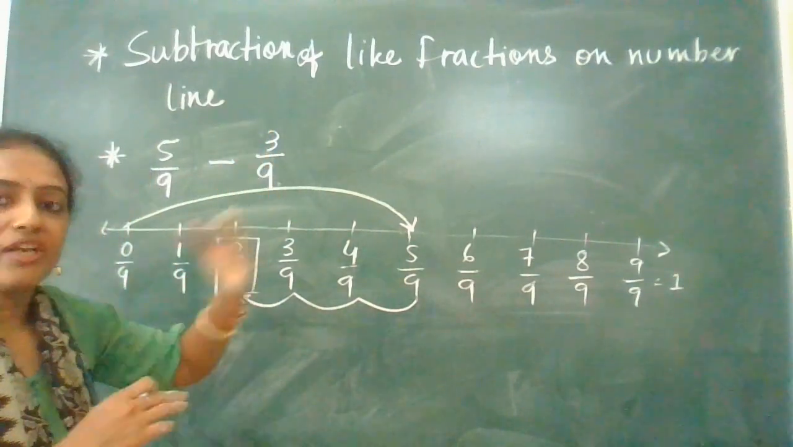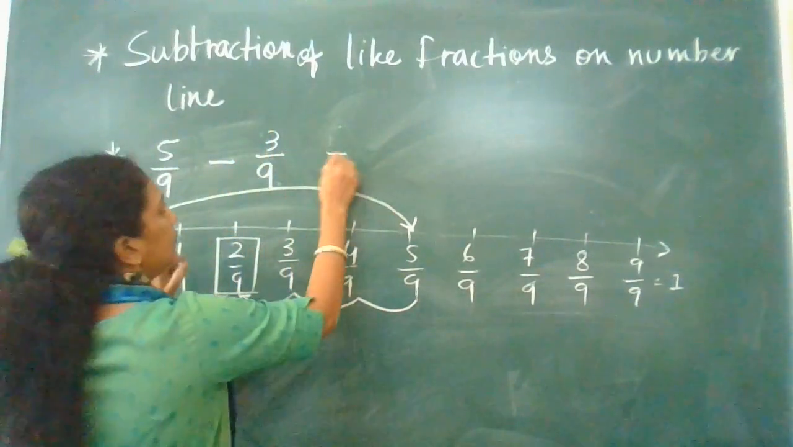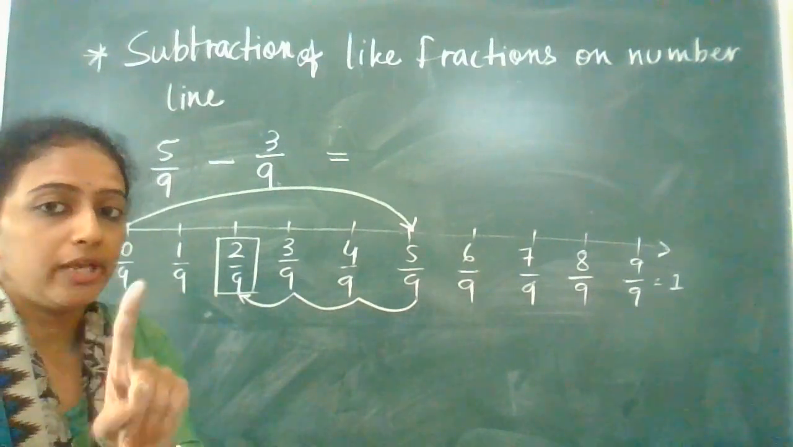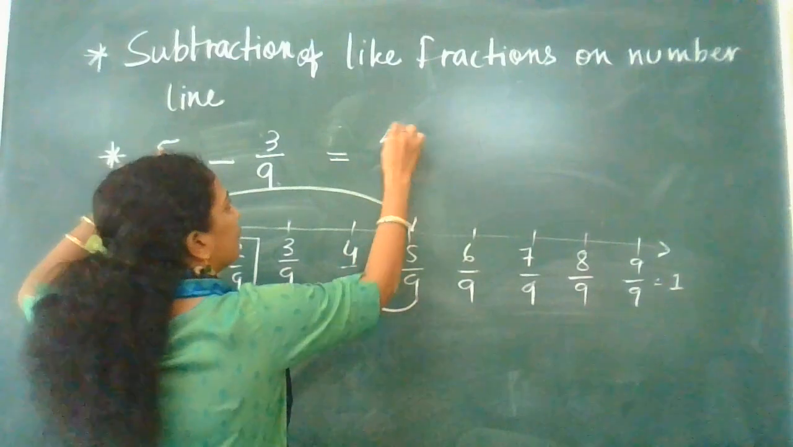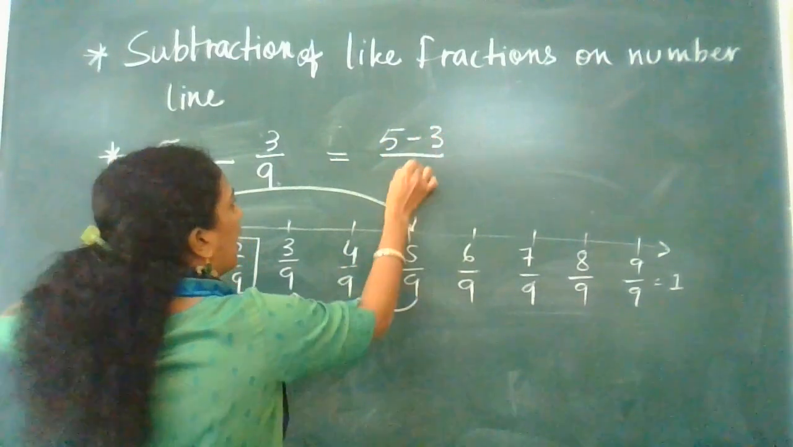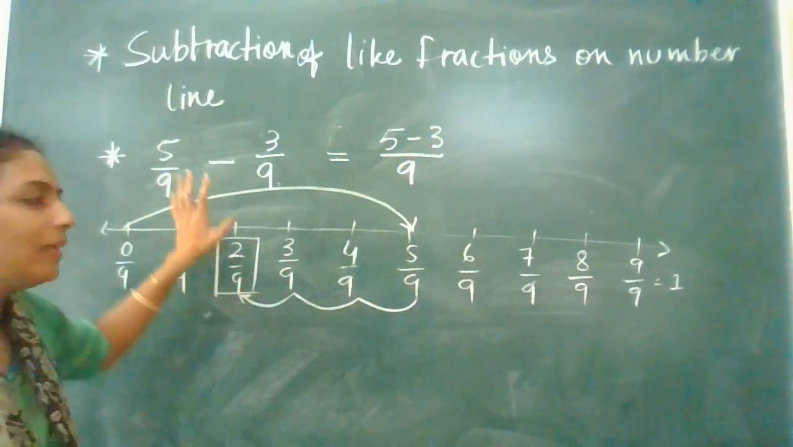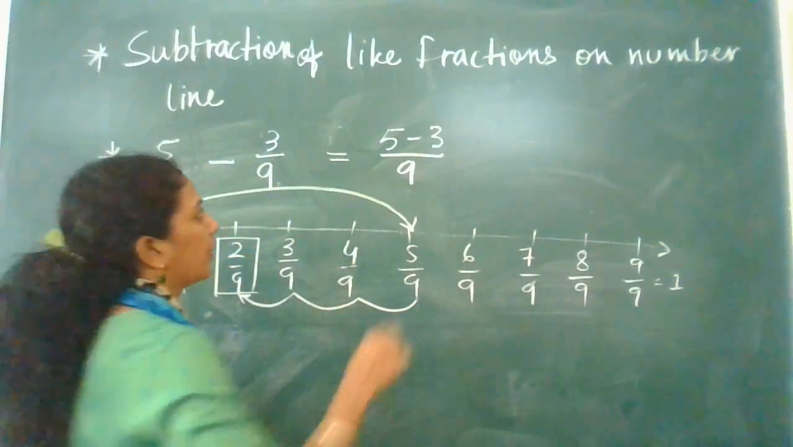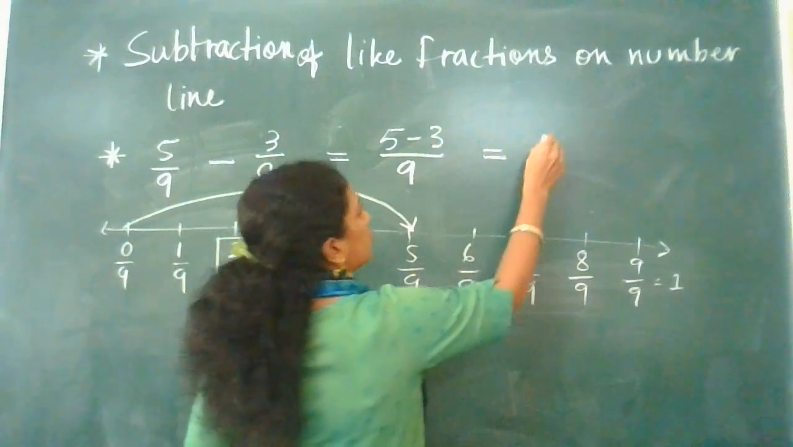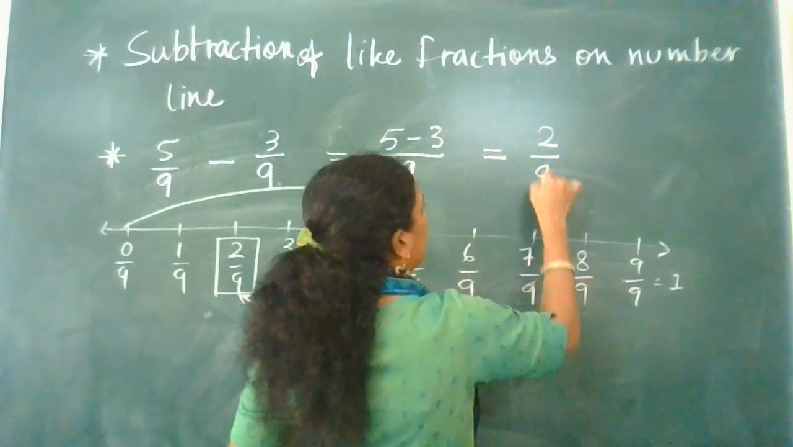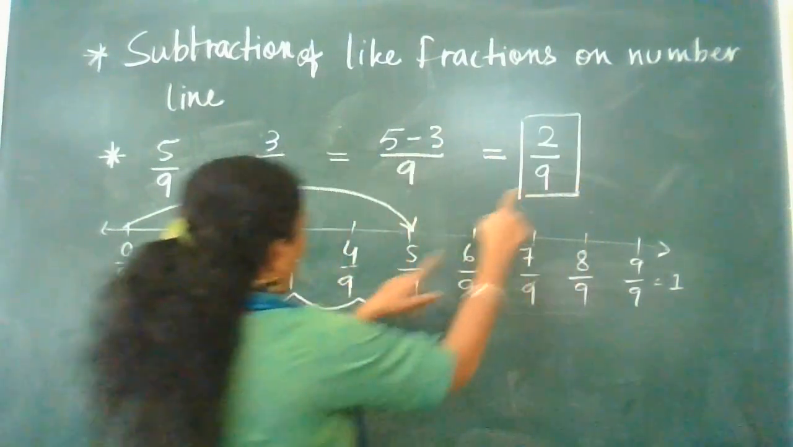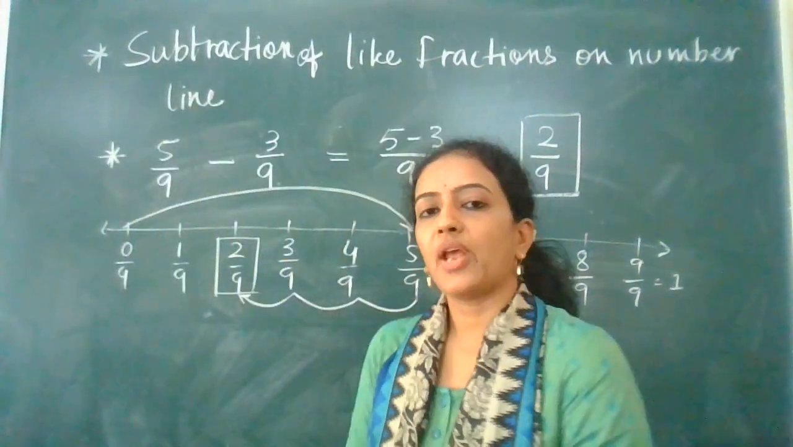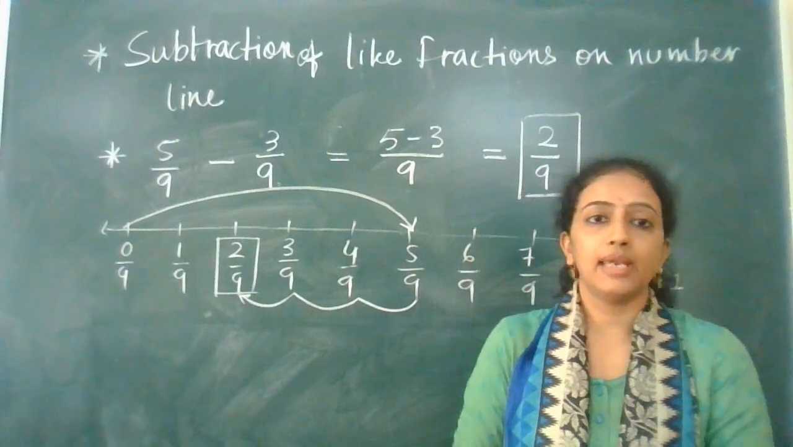Now as I said, you can check your answer here. You have to subtract only numerators, no denominators. So 5 minus 3, and their denominators are the same, so you can write it only one time. 5 minus 3 is 2 upon 9. So your answer is correct. So this is addition and subtraction of fractions on the number line.